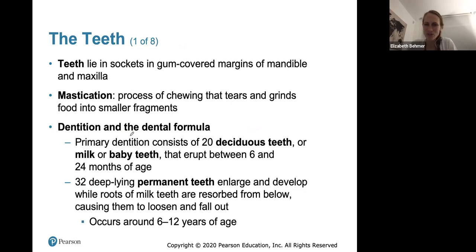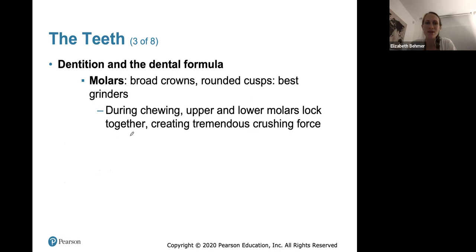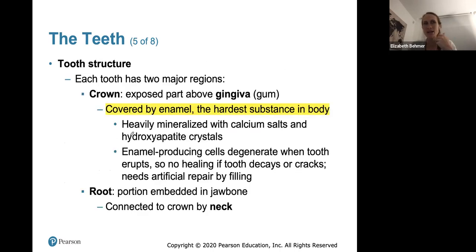Then we have teeth. I won't get into too much of teeth. The official word for chewing, or the process of chewing that tears and grinds food down, is called mastication. You can have primary baby teeth or permanent adult teeth. The dentition and dental formula, the molars. The one part I do want you to know is that the crown is the part that's exposed above your gum, the gingiva. That's what you guys brush when you brush your teeth twice a day.